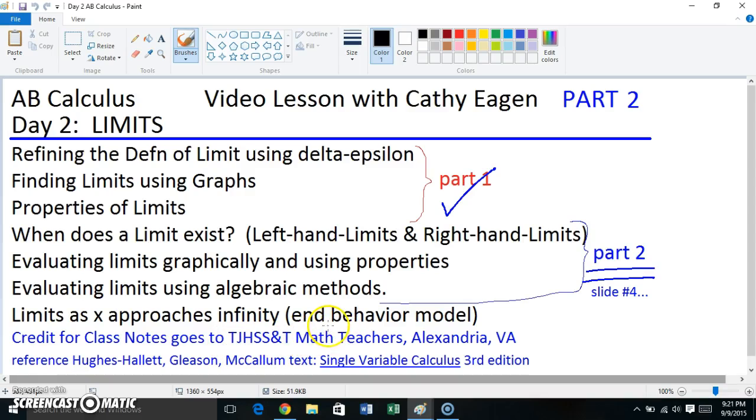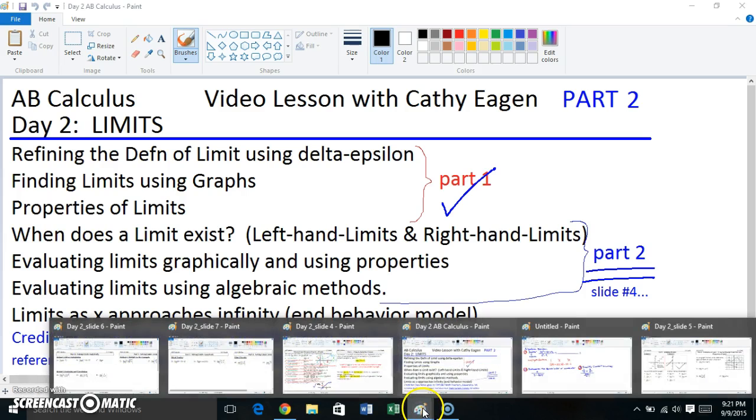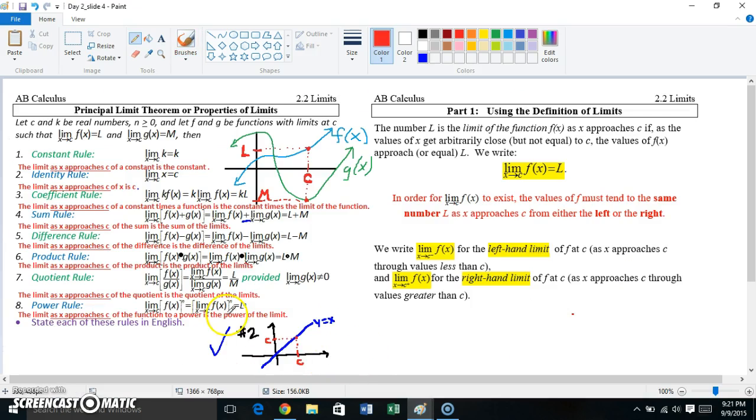Okay, we're going to take a look at those limit properties and verbalize them in English language. And we're going to use those properties to find limits graphically and algebraically. So here's our list of rules that you already had. But when we take a look at them, we kind of want to think about what do they mean in English.